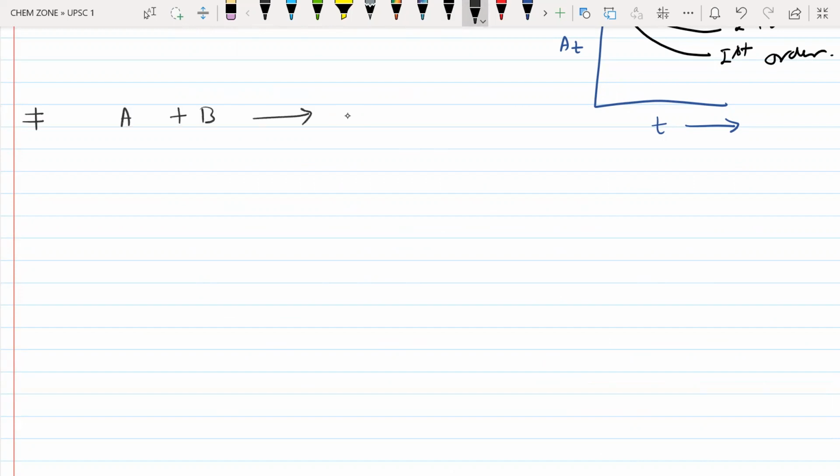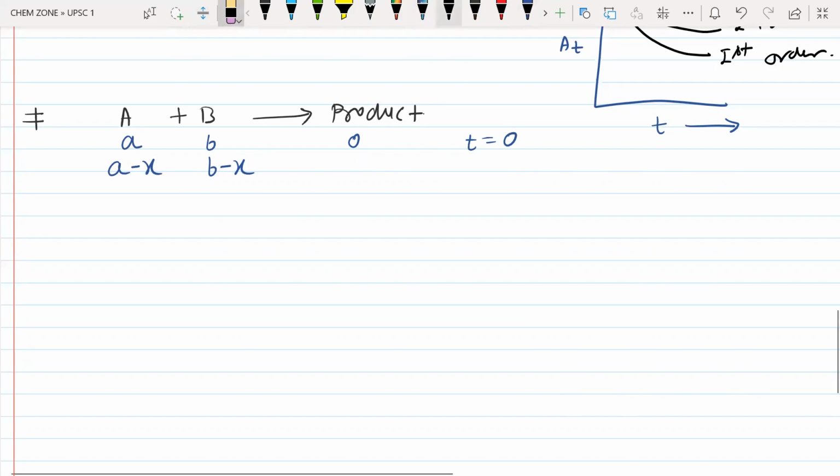Now, suppose another second order reaction in which both reactants A and B have different concentrations. Say the concentration of A is small a and the concentration of B is small b initially. After some time t, you can write this.